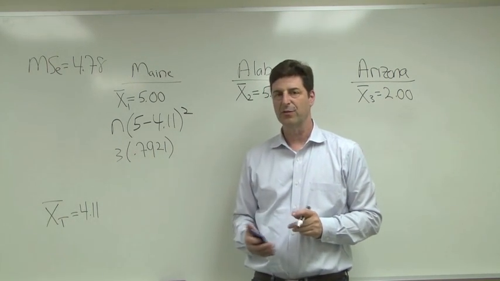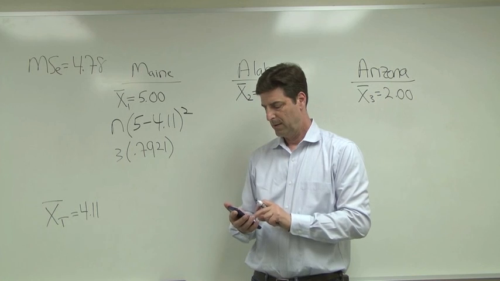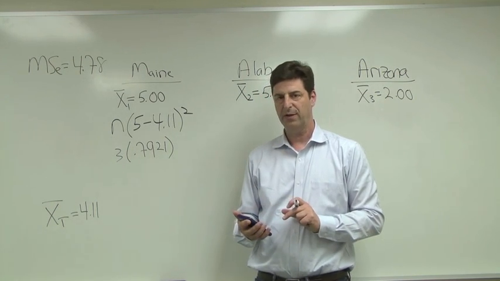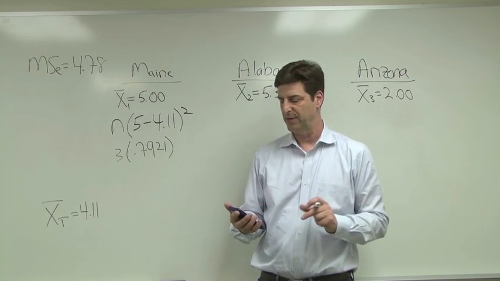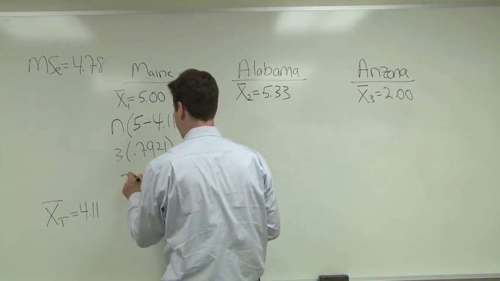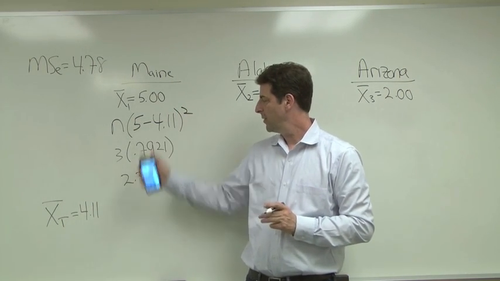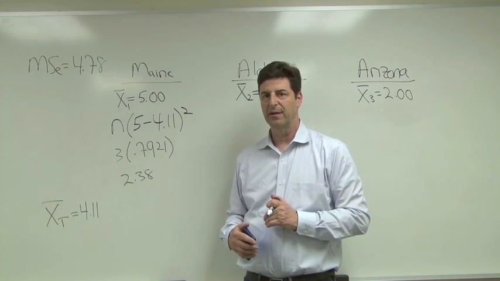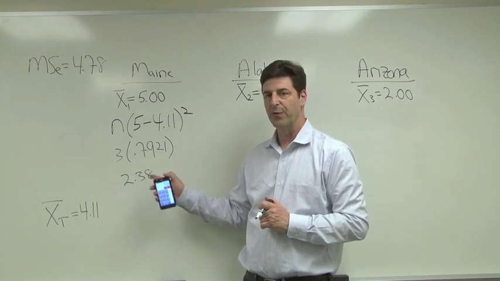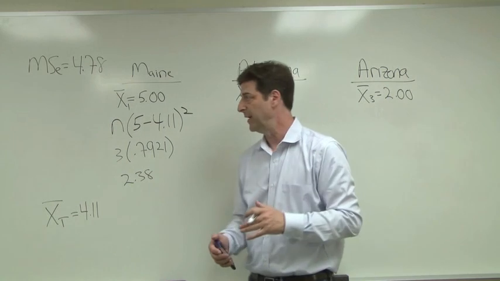Remember, there are 3 cases in the group, so we're going to say 3 times 0.7921 equals 2.376. We're going to round that up to 2.38. That is how we start to calculate the sum of squares between groups. That is for group 1. We're going to repeat that process for groups 2 and group 3.